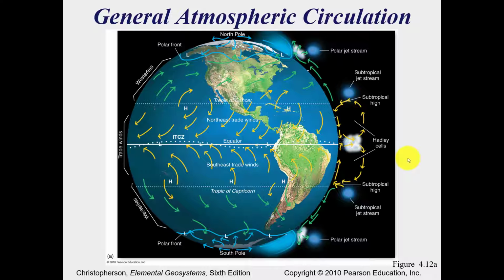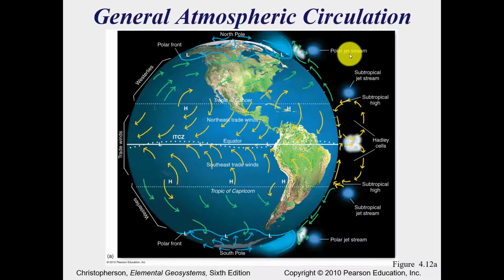I want you to notice the curvature of the arrows. They're deflecting to the right, okay, above the Tropic of Cancer. And it looks like they're deflecting to the left, but remember, if the winds are going in a direction from north to south, the general curvature will be to the right. I want you to know that with general atmospheric circulation, there are broad categories like westerlies, trade winds, and polar fronts.